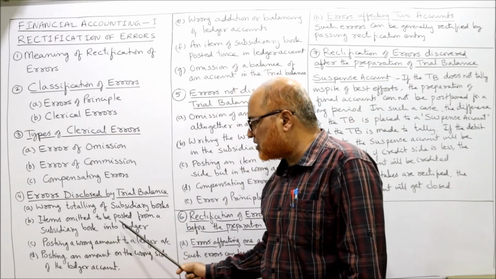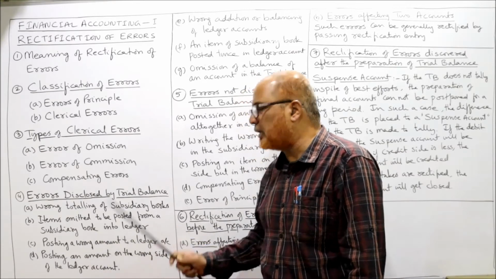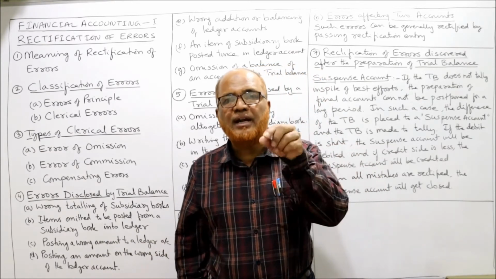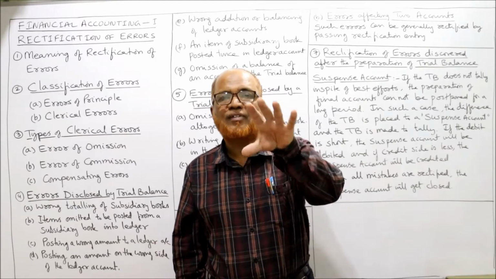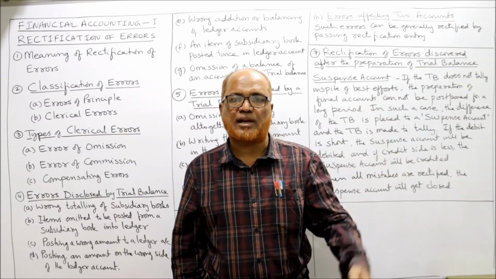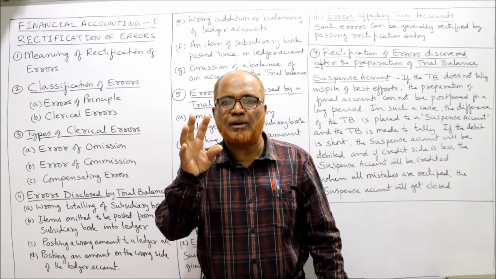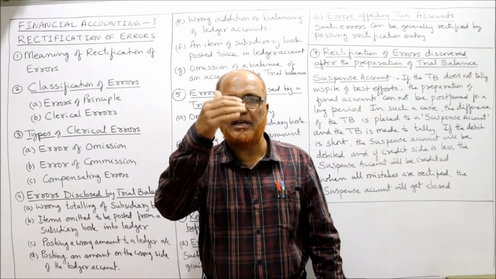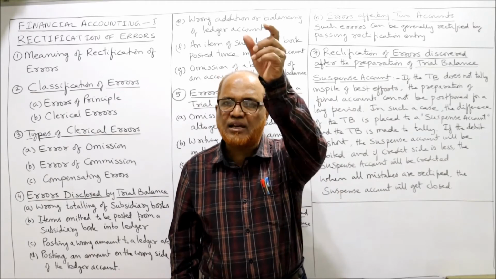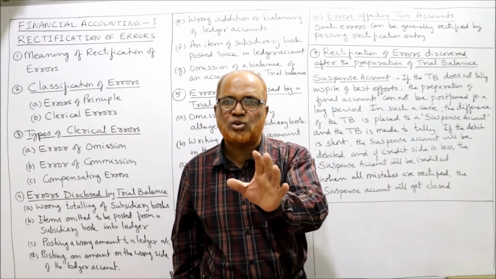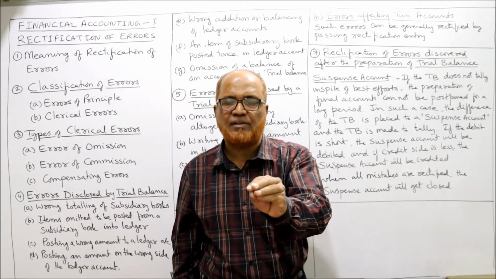Then, items omitted to be posted from subsidiary book into ledger. Item omitted to be posted from subsidiary book to the ledger account. Example, in purchases book. In purchases book, we have made the purchase from 5 suppliers A, B, C, D, E. We have correctly taken the total of the purchase book, the same 5,000 rupees.